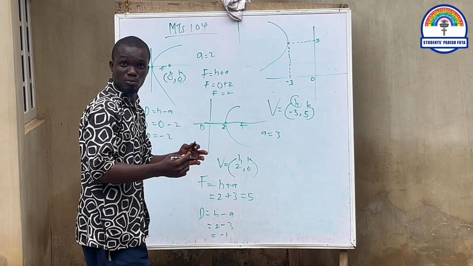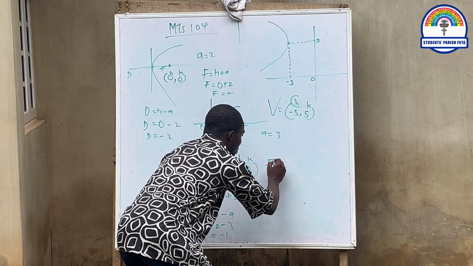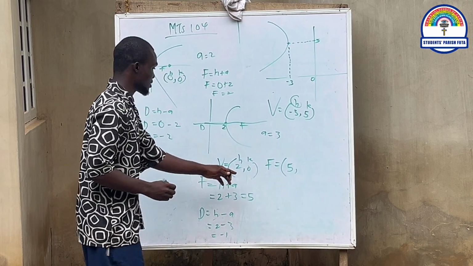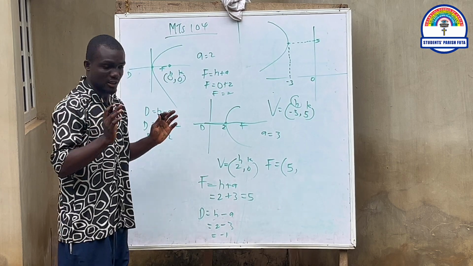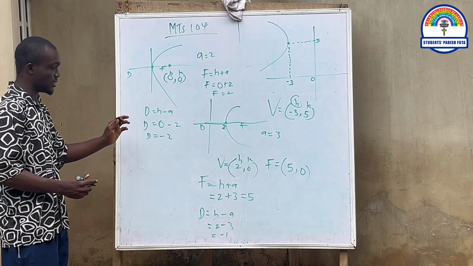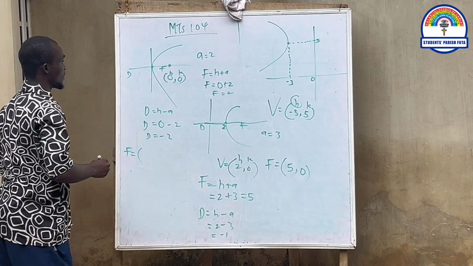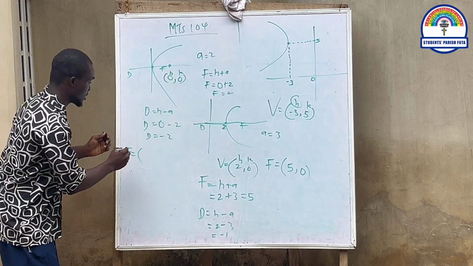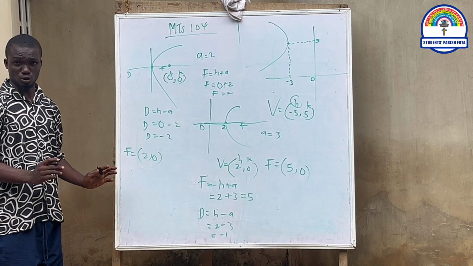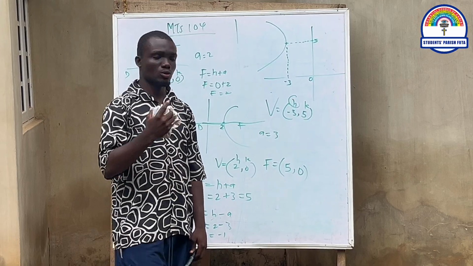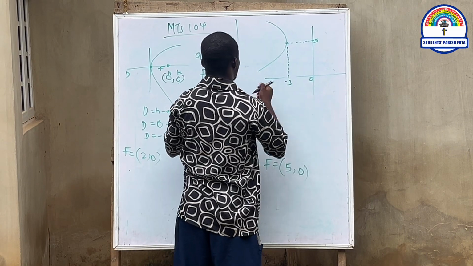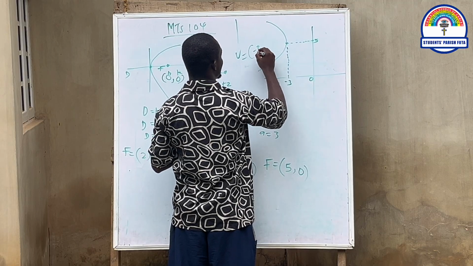So to write our f properly, our f now is equal to 5, comma, and k is 0. We're not using the k, so that's comma 0. Let's come to this place to write our f properly. What is our f? 2, comma 0. Do you understand? Let's look at the third question. Don't forget that our v is -3, 5.